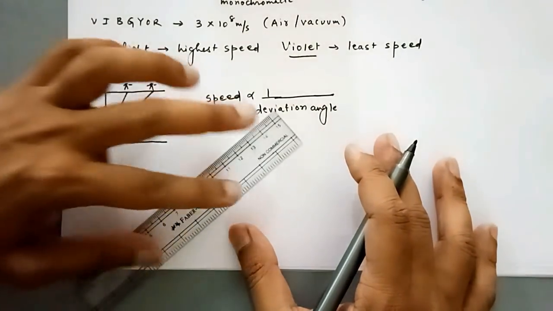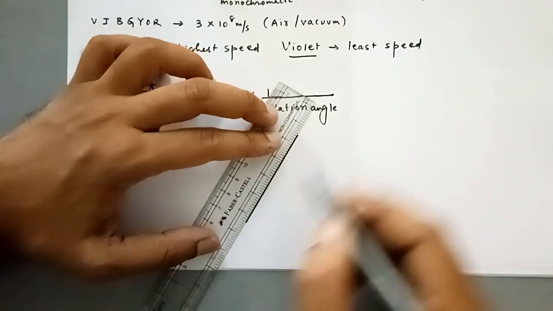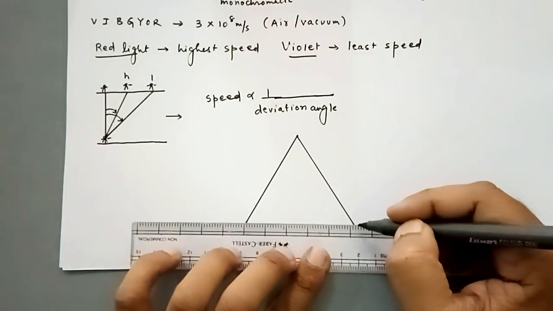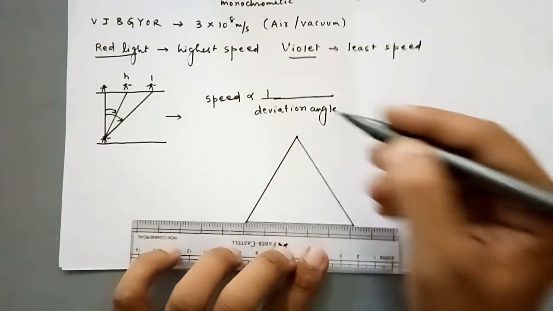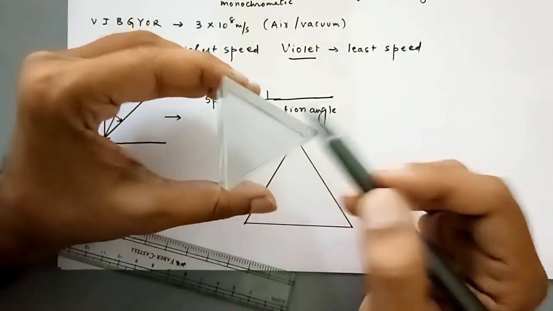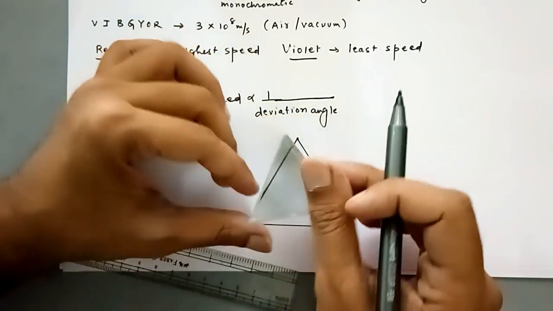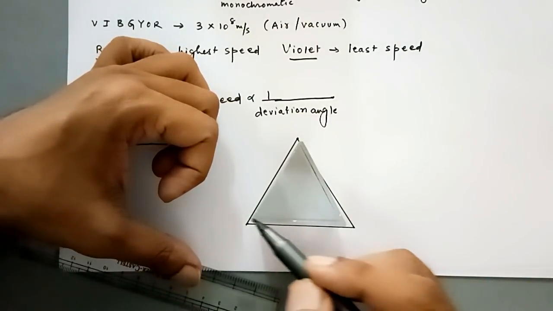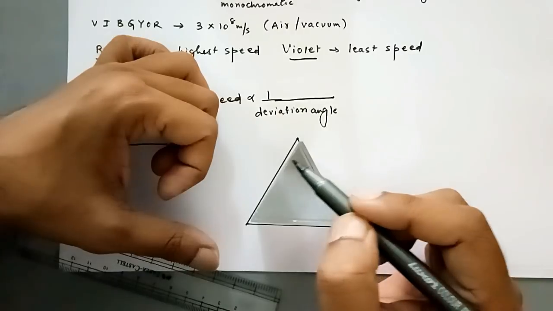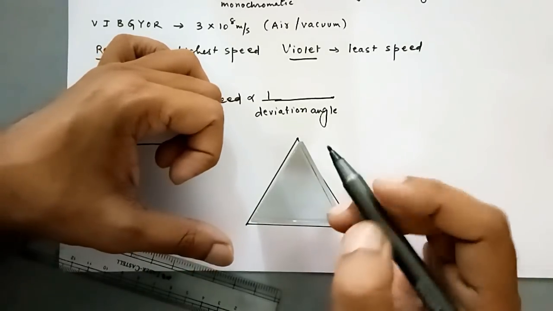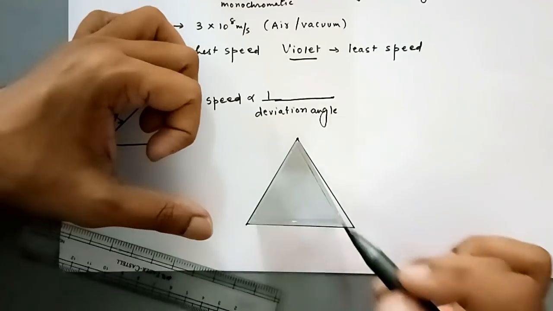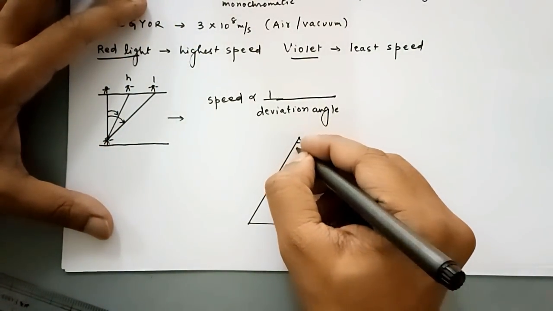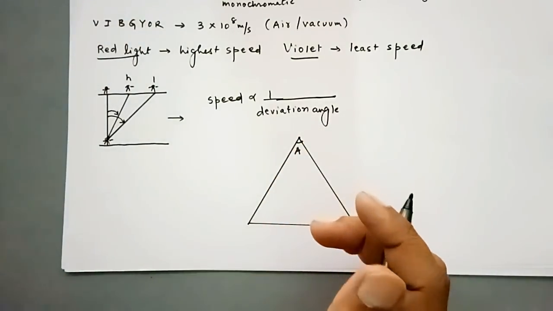Now the same thing happens when light passes through a prism. Normally we have prisms whose prism angles are 60 degrees and 90 degrees. So this prism has a prism angle. If I keep the prism like this, the angle opposite to the base, this is the base, is called the angle of prism. The angle of prism in this case is 60 degrees because this is an equilateral triangle prism, and the same I am using over here. A is equal to 60 degrees, the angle of prism.